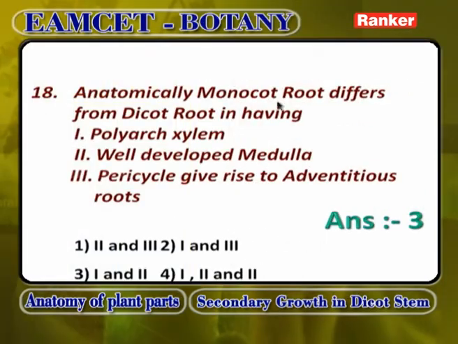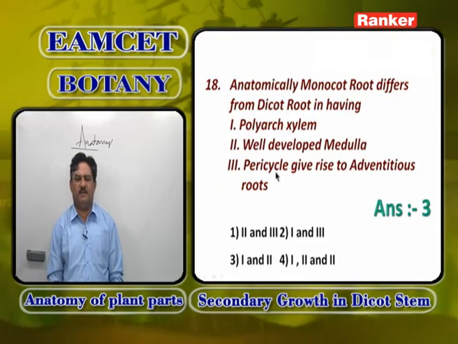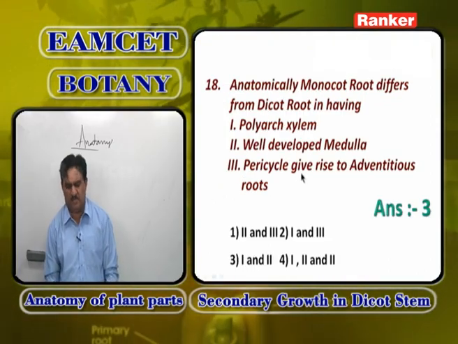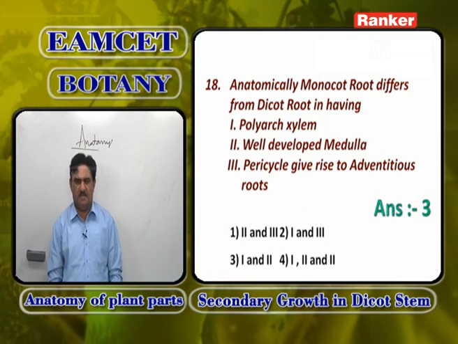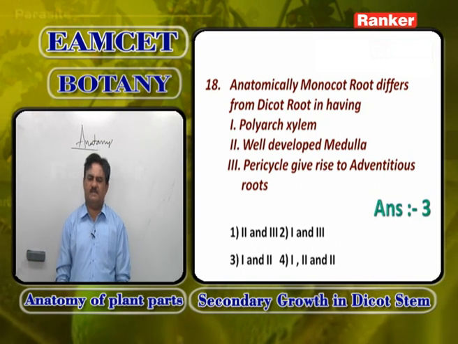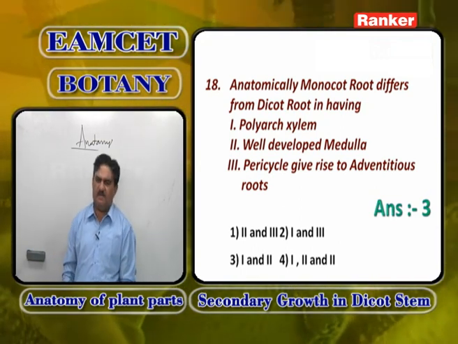Anatomically, monocot root differs from dicot root in having. That means the basic difference between monocot root and dicot root. Protoxylem, polyarch xylem, correct. Well developed medulla, correct. Pericycle gives rise to adventitious roots: pericycle does not give rise to adventitious root either in dicot root or in monocot root. So, anatomically monocot root differs from dicot root in having polyarch xylem, numerous xylem vessels alternating with phloem, radial vascular bundles, well developed medulla.